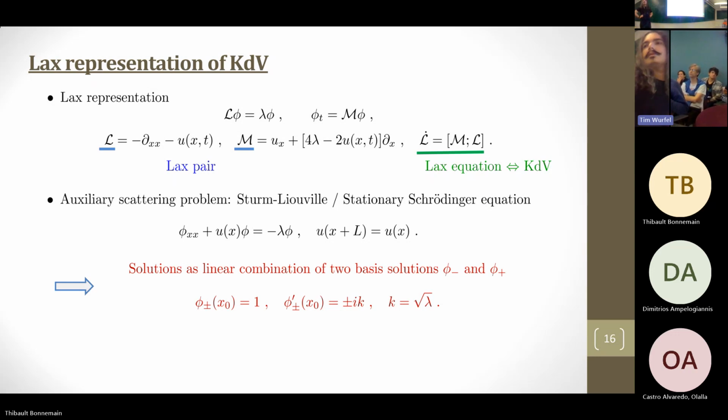Right, so L phi is equal to lambda phi. This means phi is in some eigenspace of L, and the time evolution just lets it stay in it. And that works because you have this compatibility condition here.